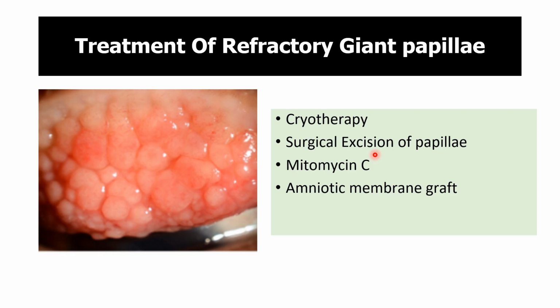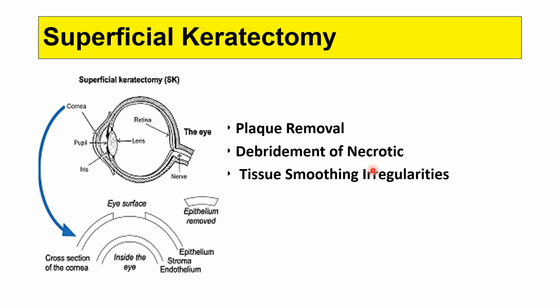Now, when we talk about mitomycin C, usually in the dosage of 0.02%, it has an anti-fibrotic property. Because of the constant inflammation and fibrosis, these papillae are formed. So after surgical excision, it is believed that if you apply mitomycin C, there will be less fibrosis and less chance of recurring papillae post-surgery.